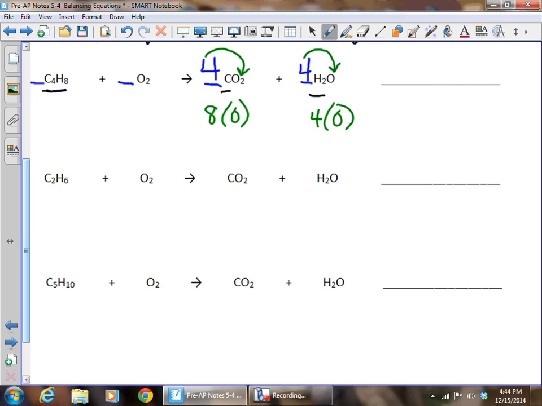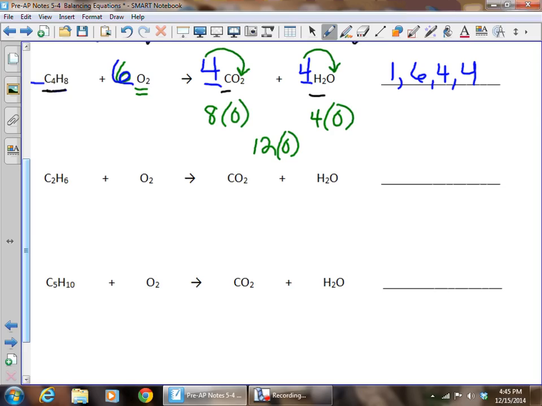How many is that total? We've got 12 oxygens total. Over here we've only got 2, so it looks like we're going to need a 6 in front of those oxygens in order to get that balanced. So it looks like our coefficient list now is going to be 1, and I guess this should have been in blue, 1, 6, 4, 4. So that's going to balance that particular equation.